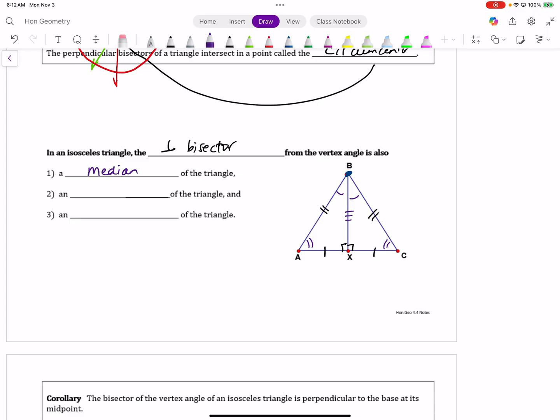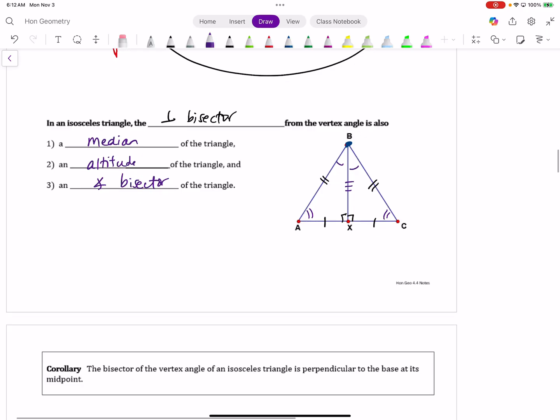But it's also an altitude. Well, no, it was an altitude a minute ago too, because it comes from that vertex, it hits the opposite side at a right angle. But this is the one it wasn't until I could prove the two triangles congruent. It's also an angle bisector of that triangle. Okay.